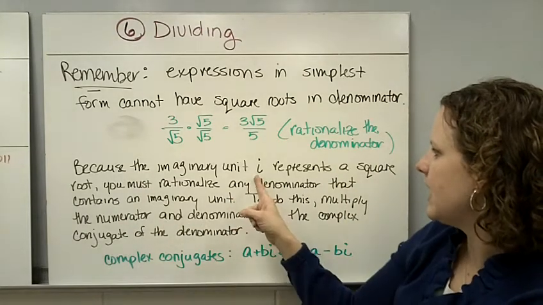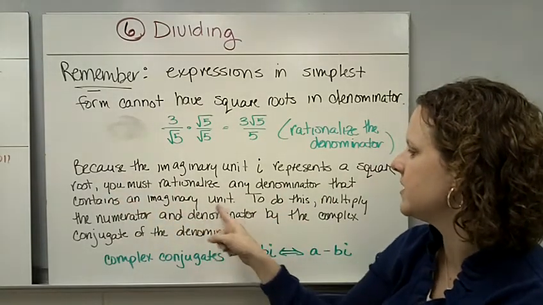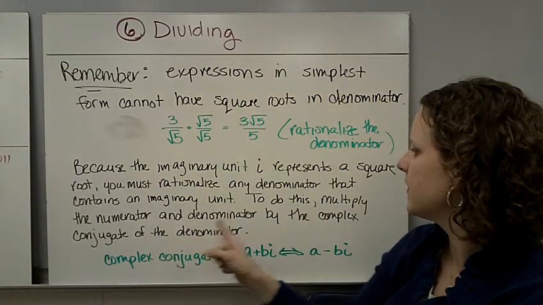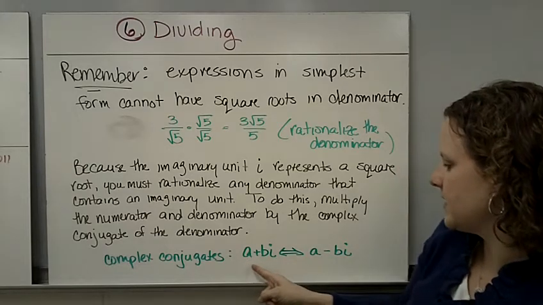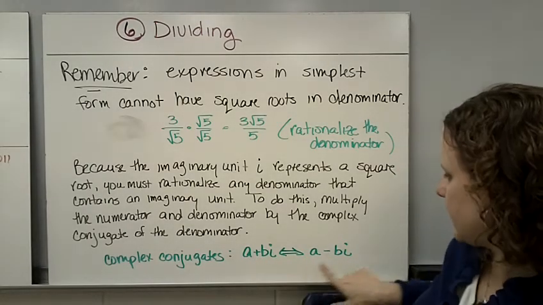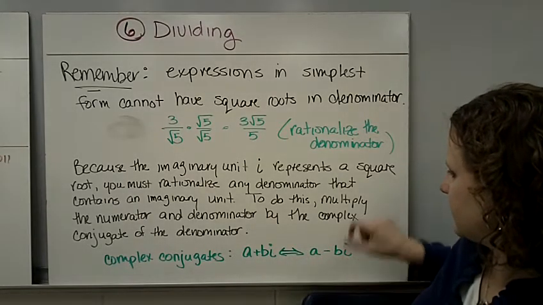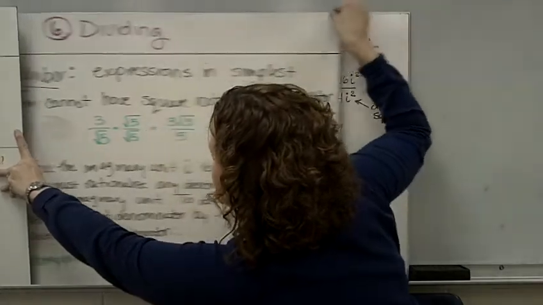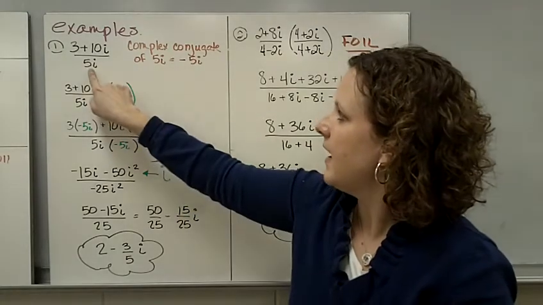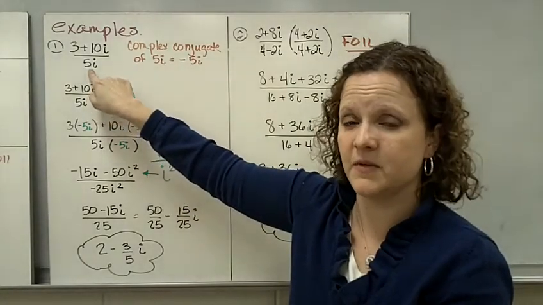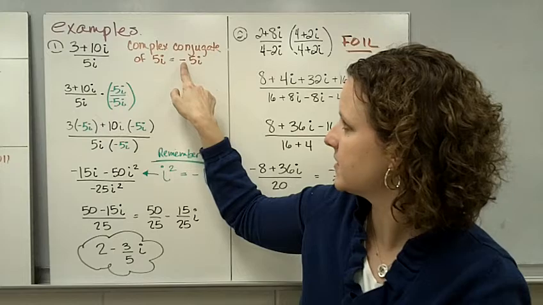Because the imaginary unit i represents a square root, you must rationalize any denominator that contains an imaginary unit. To do this, multiply the numerator and denominator by the complex conjugate of the denominator. The complex conjugates are, if you have a plus bi, you change that sign and make it a minus bi. The sign in front of your imaginary part has to change. Okay, we have 4 example problems here. That can't be there. We need to rationalize it. So I multiply it by the complex conjugate. This is a positive 5i, the complex conjugate's a negative 5i.